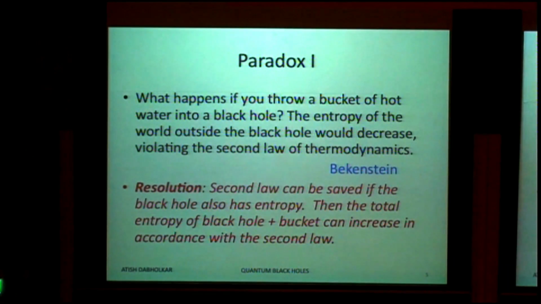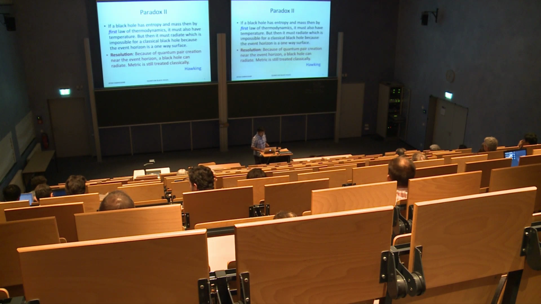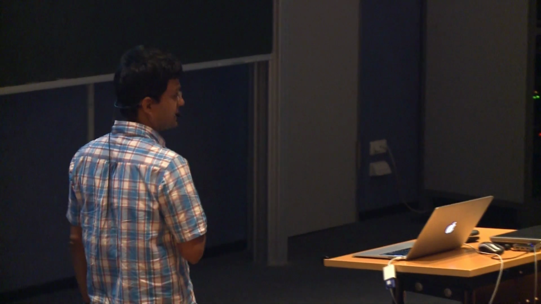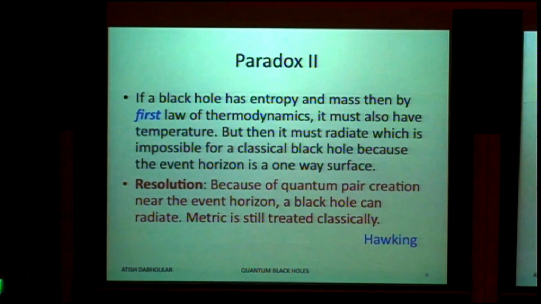And the resolution would be, he proposed, that the second law could be saved if the black hole also has entropy. Then the total entropy of the black hole and the bucket can increase, just like the black hole has mass, in accordance with the second law. But this leads to the second paradox: if a black hole has entropy, as you want to save the second law, and mass, then by the first law of thermodynamics, it should also have temperature.